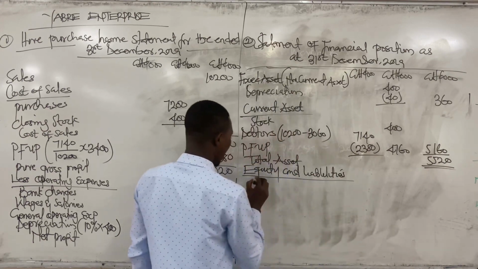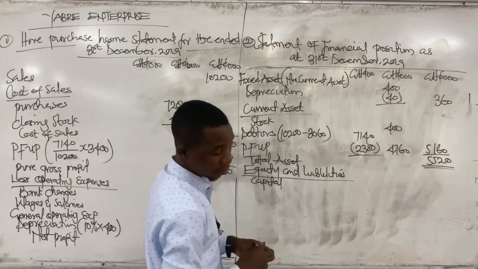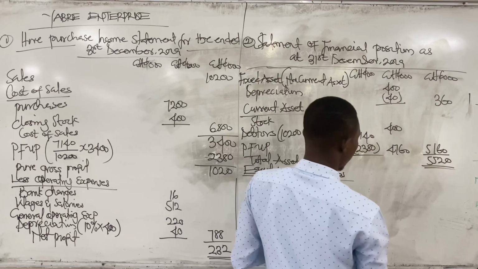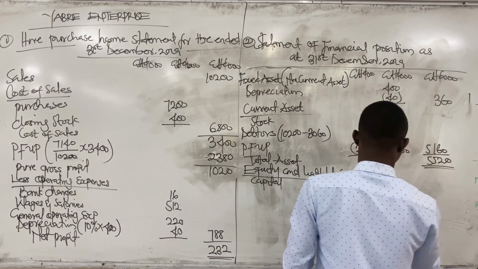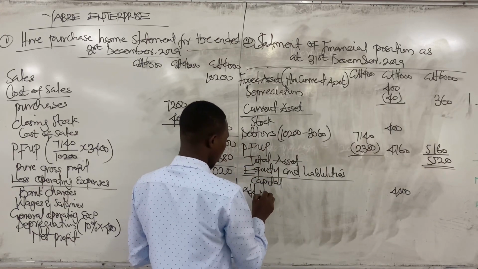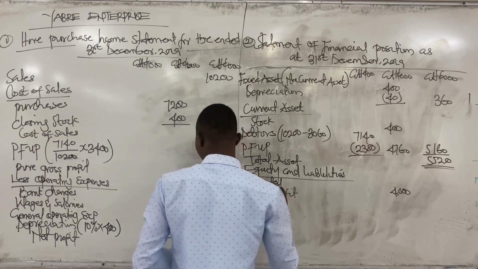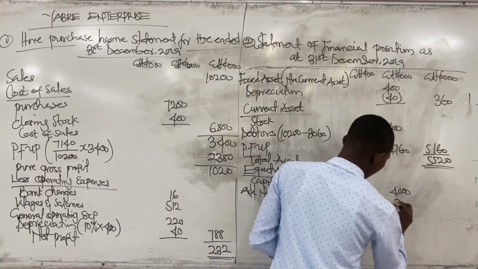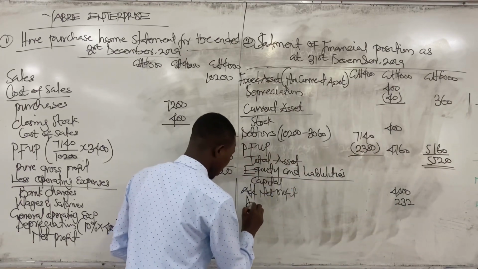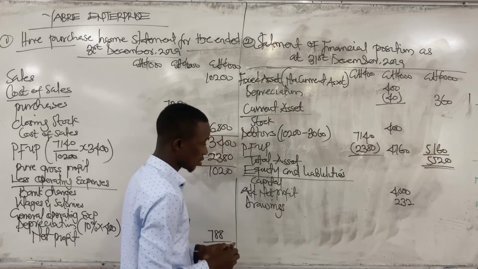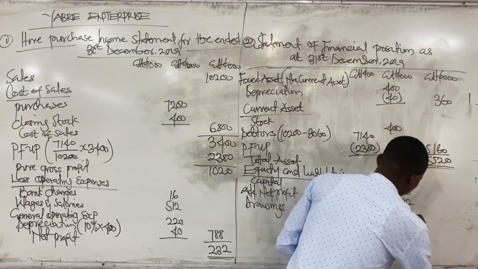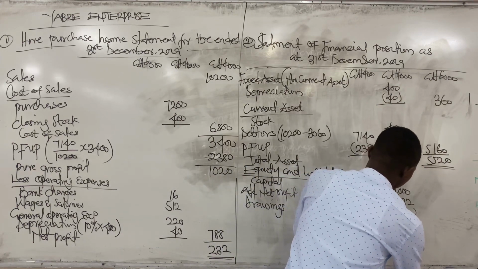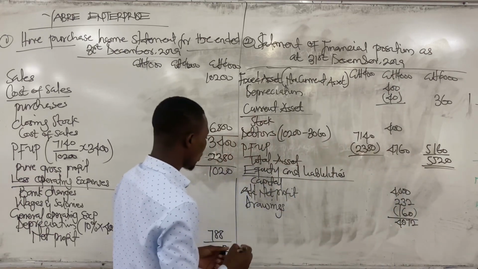All right. So with that we have capital. And the capital from the question is an amount of 4,000. Then we add our net profit. The net profit ascertained from the income statement is an amount of 232. So we add 232. Then we less our drawings. The drawings in the trial balance. Okay, the drawings is an amount of 160. We are lessing the drawings. Okay, and this will give us an amount of 4,072.